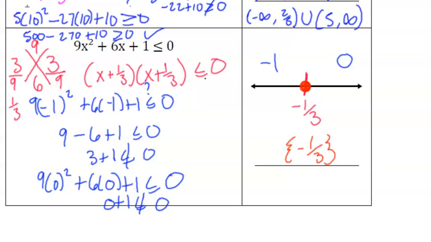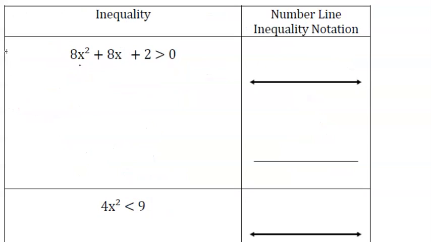Now, if there was no line under this, there would be no solution. And if the sign was flipped, it would be all real numbers. Let's look at this next one. 4x squared plus 4x plus 1 is greater than 0. These are all even numbers, so we could divide everything by 2 to make everything easier to factor.